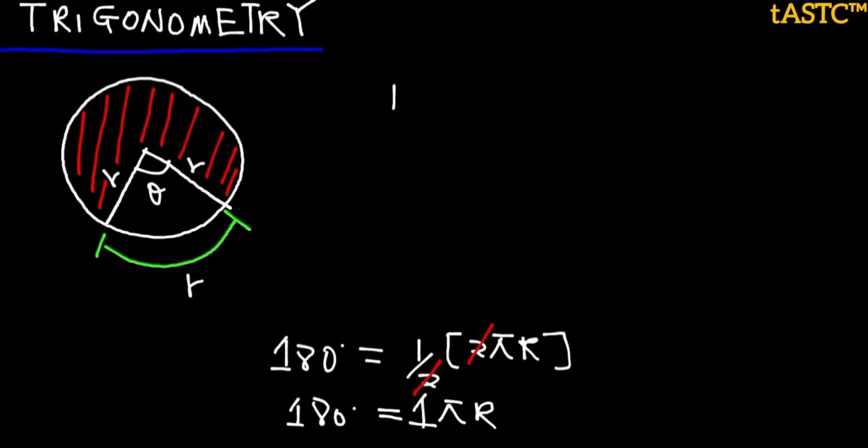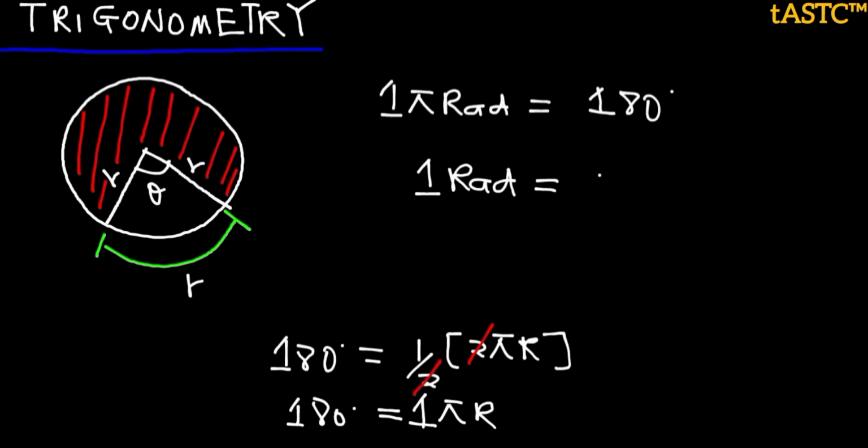So in this case, I'm going to say 1 pi radian is equal to 180 degrees. Now I can find out what 1 rad is equal to. So 1 rad is equal to 180 degrees divided by pi. And the answer is 57 point something. I may not remember that because I do not have a calculator here. But if you did that, you would have the answer in degrees. So 1 rad is approximately 57 degrees.